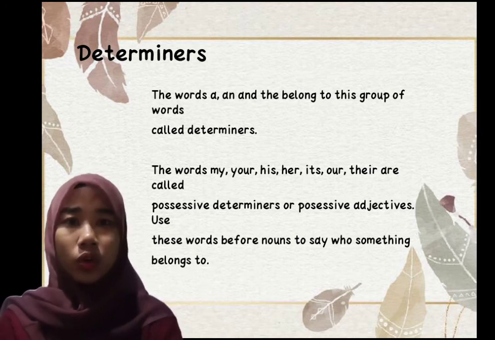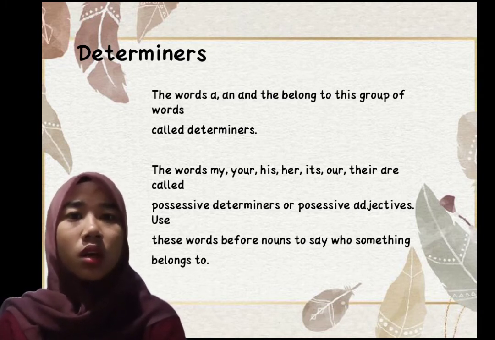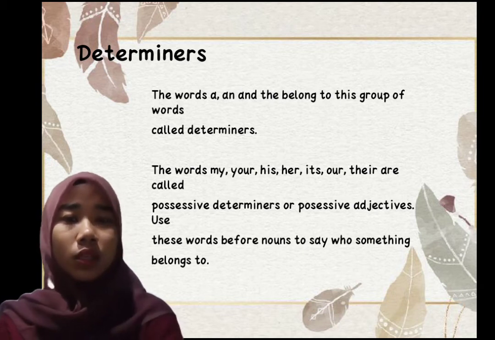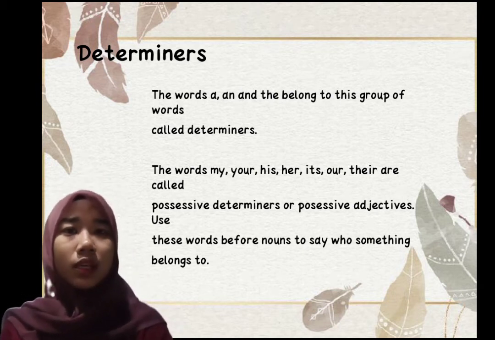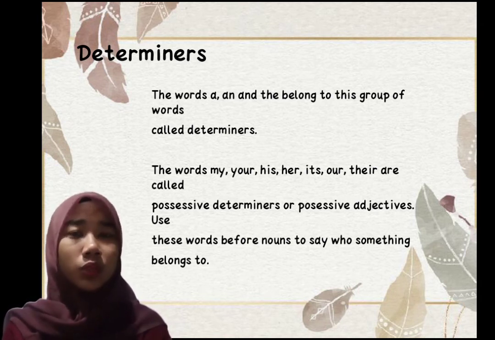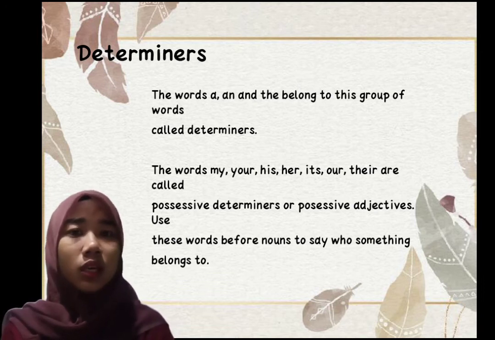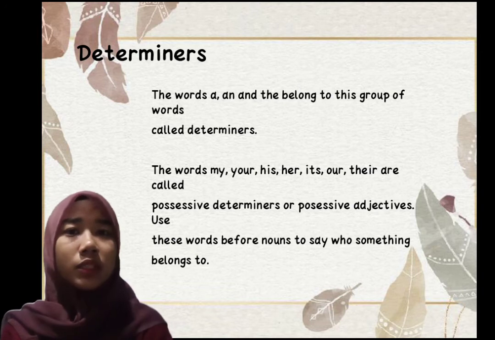The words my, your, his, her, its, or their are called possessive determiners or possessive adjectives. Use these words before nouns to say who something belongs to. Jadi, kata a biasa digunakan untuk awal kata yang huruf konsonan, namun kita menggunakan an jika awal kata tersebut adalah huruf vokal. A atau an itu artinya belum jelas, jadi belum diketahui penjelasannya. Sedangkan the itu sudah jelas mengenai penjelasannya.